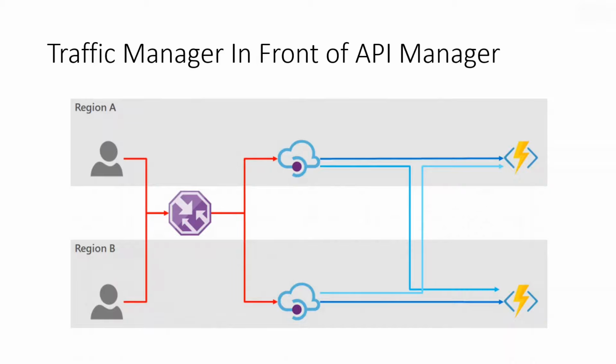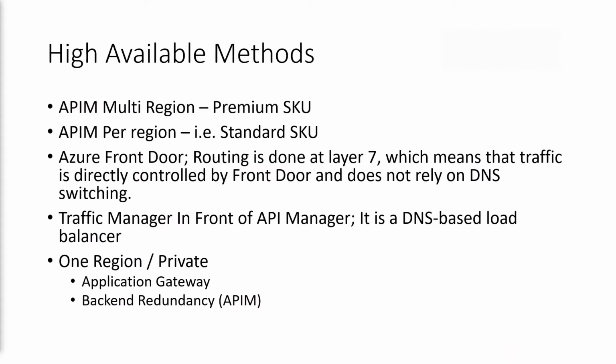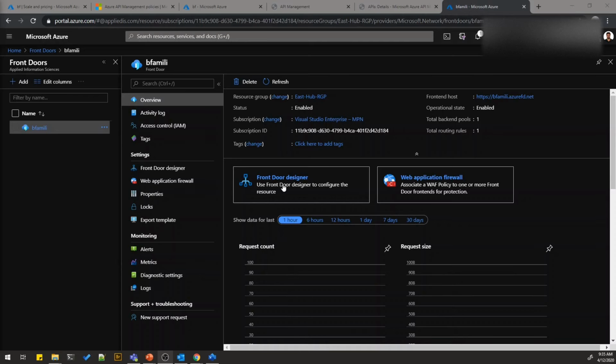The major difference between these two, Traffic Manager and Front Door, is the time that it takes to switch and fail over. Traffic Manager is DNS, so it has a delay, but Front Door claims that it's going to be close to live switching. And as you see, Front Door is layer 7, and Traffic Manager is not layer 7. This is Front Door.